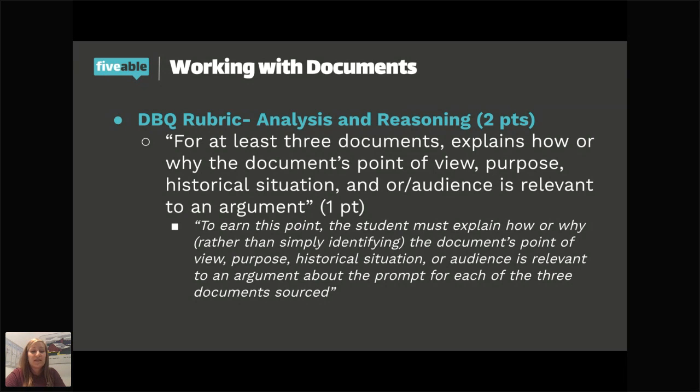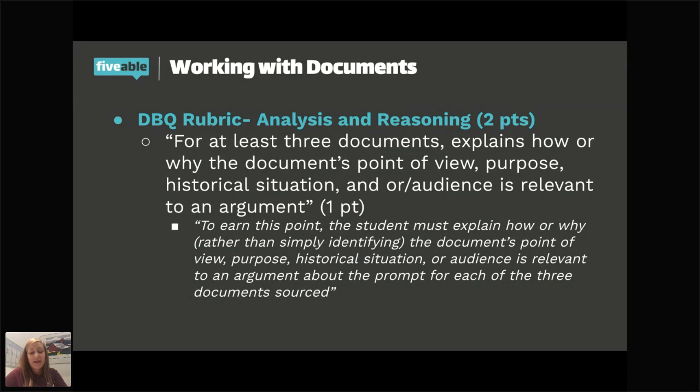And so it is not an easy task because you really have to think like a historian, and you can't just blurb it out there. You have to use it in a meaningful way. You have to explain how or why rather than simply identifying, and connect it back to an argument based on the prompt. How do we do this?